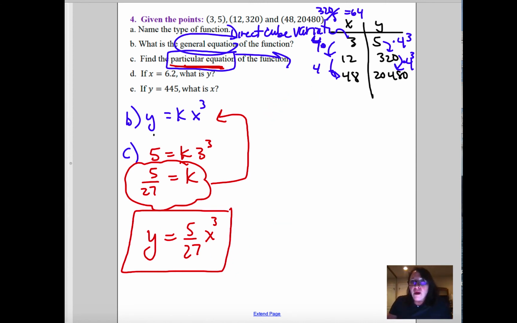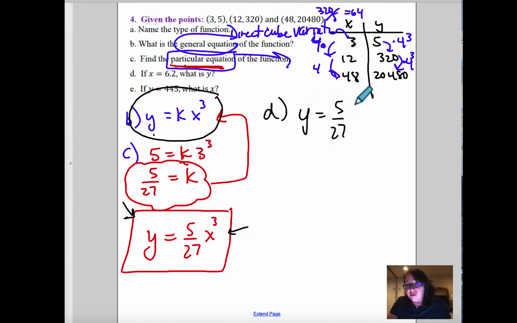The last two parts, and this will be very similar to your quiz, because yes, you will be asked for the general equation. Yes, you will be asked for the particular equation. And yes, you will be asked 2 other values. One's going to be x and one's going to be y. So for D, they're saying, hey, plug in x is 6.2. So just plug it into your equation, right? So you're going to go y is equal to 5 over 27 times 6.2 to the third power. Solve it. Use your calculator.